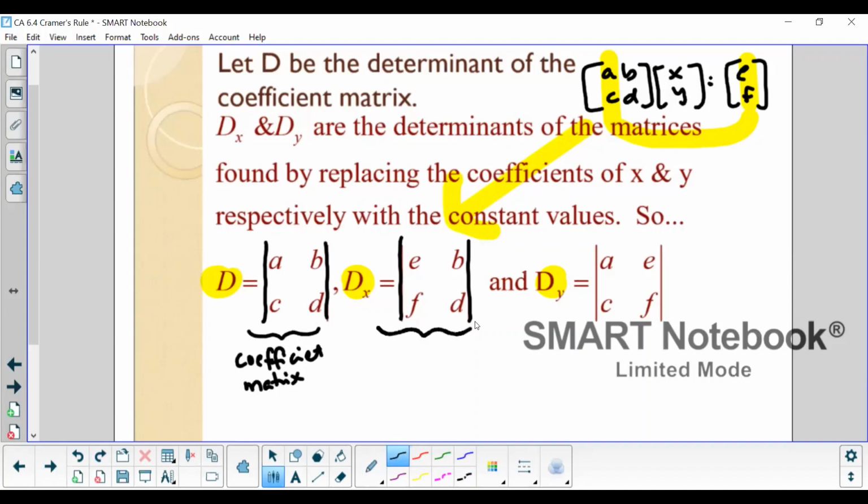So what's going on here is that constants replace the first column. Okay, that's the x column anyway. So that's why it's D sub x.